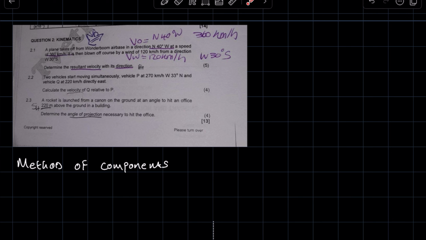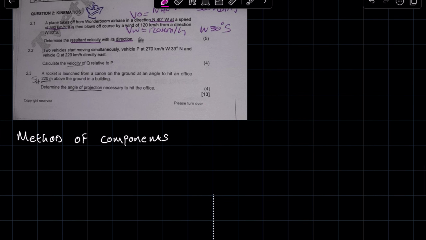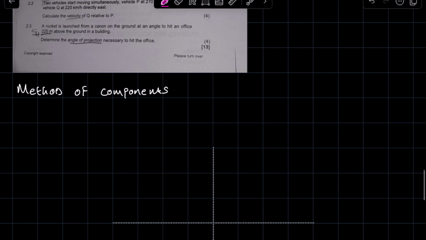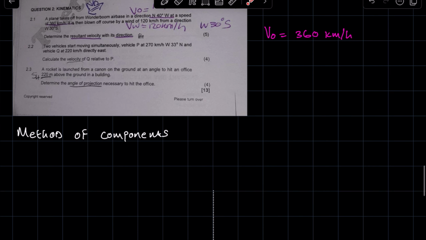So we are given the original vector. The original vector we are going to denote as V sub O. So V sub O, which is the original vector, is for this case 360 kilometers per hour, going in a direction north 40 degrees west. So this original vector is on this quadrant.